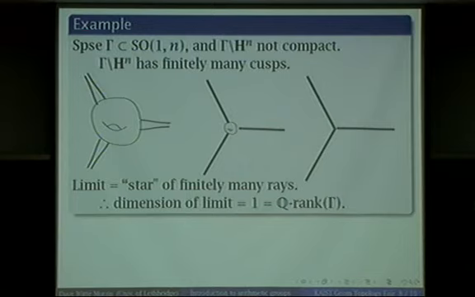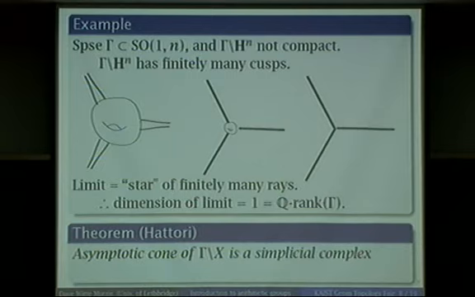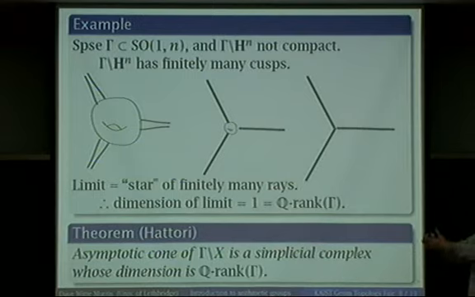The dimension of the asymptotic cone is exactly the Q rank, and this is true in general. It's a theorem that whenever you've got a locally symmetric space of finite volume, the asymptotic cone is a simplicial complex, and in fact its dimension is exactly the Q rank. So we define the Q rank algebraically, but you don't need to be algebraic to figure it out. If you're a geometer, just look at the space from a long distance, and whatever dimension you see, that's the dimension of the asymptotic cone.